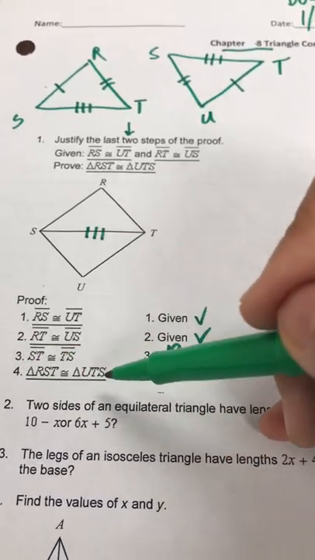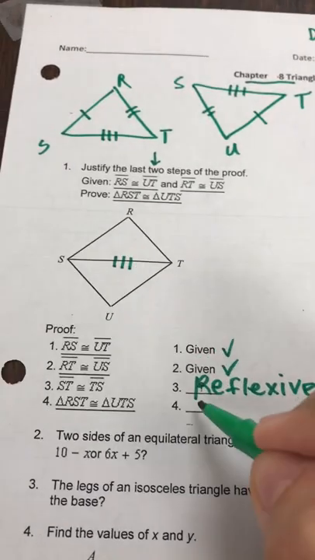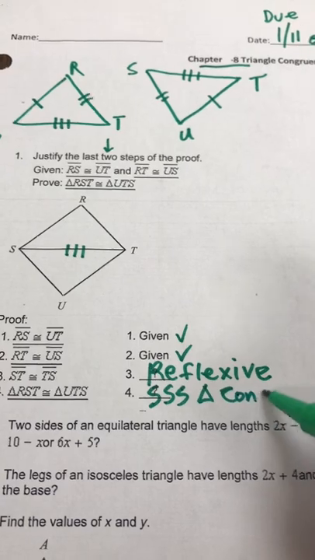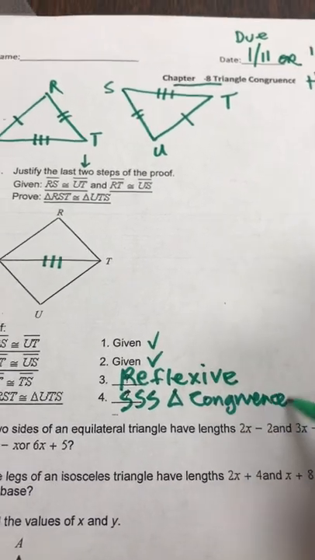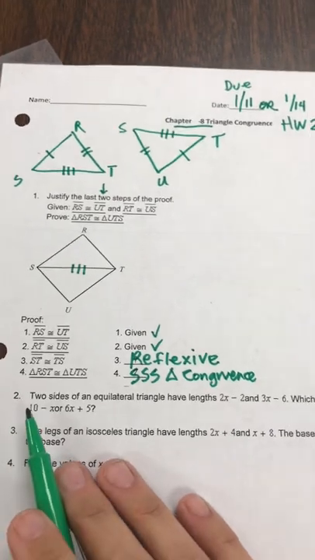Now, this is really asking, what does your evidence spell? So hopefully you're remembering this from last semester, side, side, side, triangle congruence, because all three sides are a match. Good job. Now, question 2.